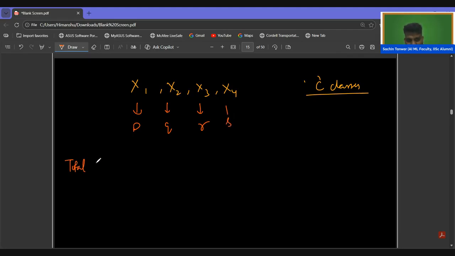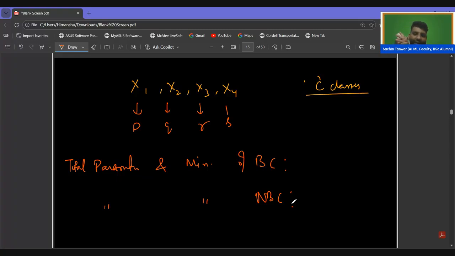What is the total parameters? Total and minimum parameters for Bayes classifier, the same total parameters and minimum parameters for Naive Bayes classifier. If I want to find out what would be those values. So I'm saying I have four features. X1 can take P values, X2 can take Q values, X3 can take R values, X4 can take S values. If I talk about that, what would be the total and minimum parameters for both the cases, Bayes classifier, Naive Bayes classifier, and there are C classes.